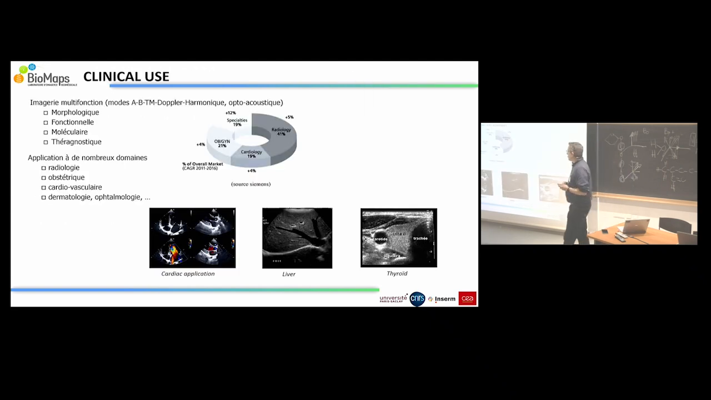Where is ultrasound used in clinics? Ultrasound is mainly used to look at the anatomy, the functionality of tissues, sometimes for diagnostic applications, and the main fields where it is used are obstetrics, gynecology, cardiology, and the last part is radiology.